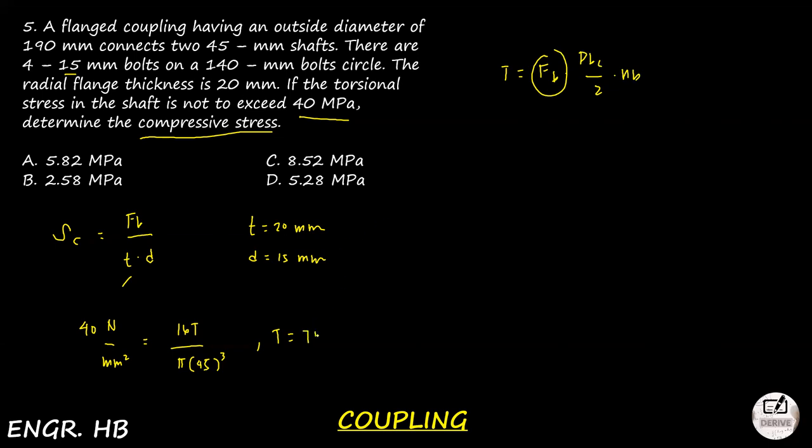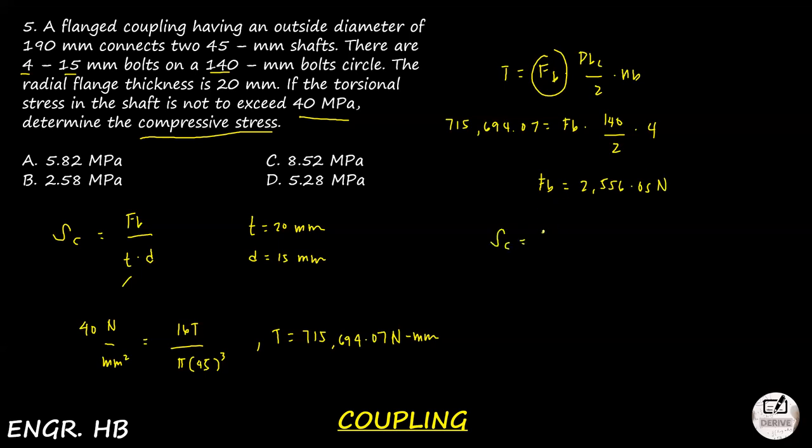And that is 715,694.07 Newton mm. So direct sub na natin dito, guys. 715,694.07 is equal to FB times DBC over 2. So that was 140 mm here, times the number of bolts, which is sabi 4. So our FB here is, parehas ba tayo guys? 2556.05 newtons.